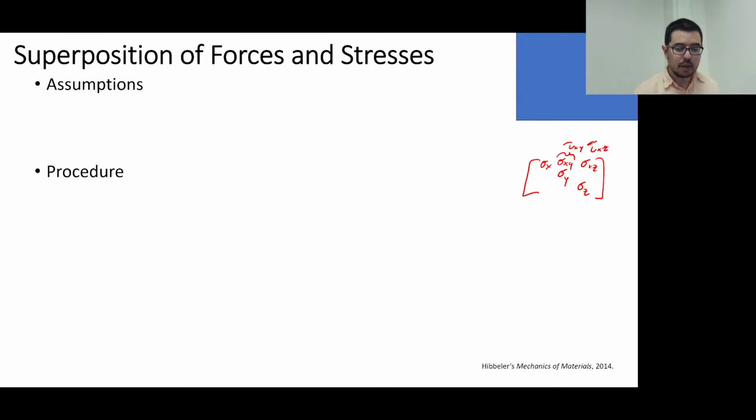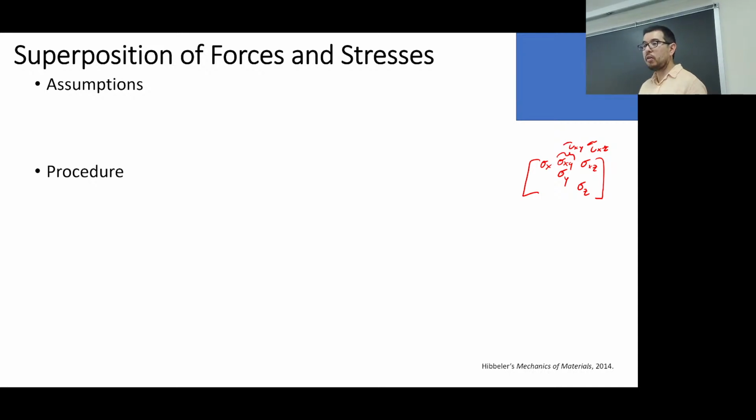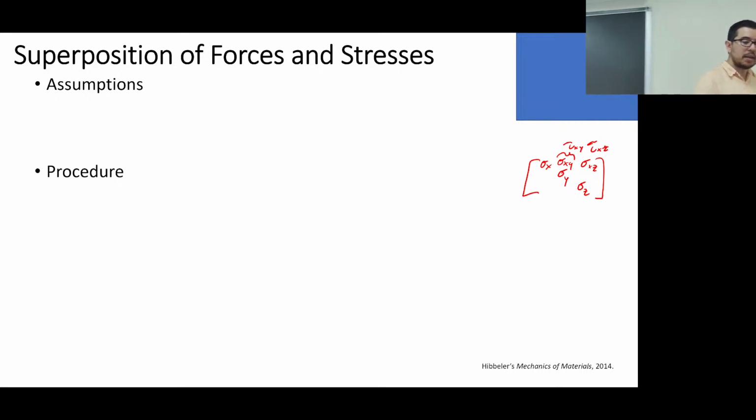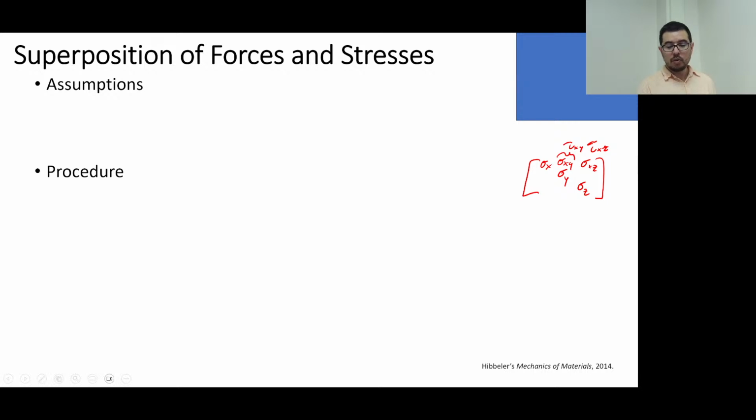Okay, and so you can populate them. So even that, maybe that's another point I should bring up. I don't add a sigma x to sigma y either, right? They are in different directions. So don't add shear stresses to normal stresses. Don't add shear stresses that are not in the same direction to each other. Don't add normal stresses that are not in the same direction to each other either.